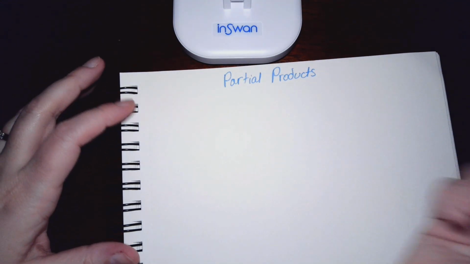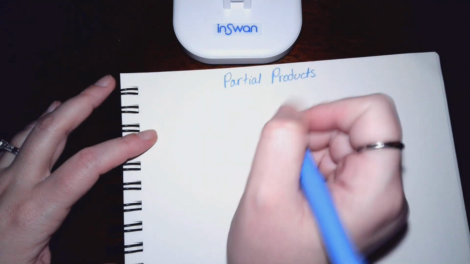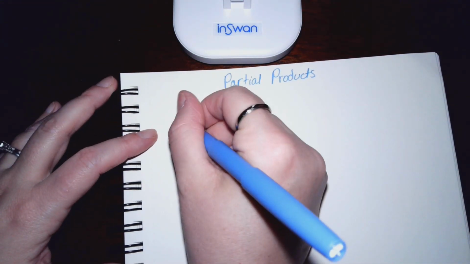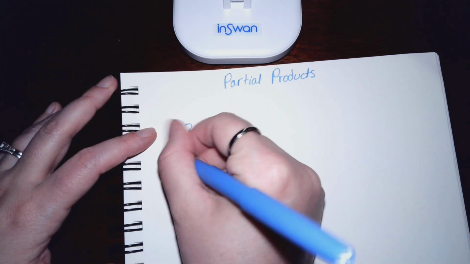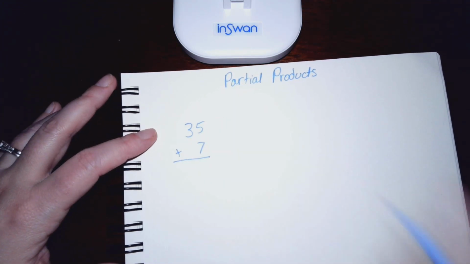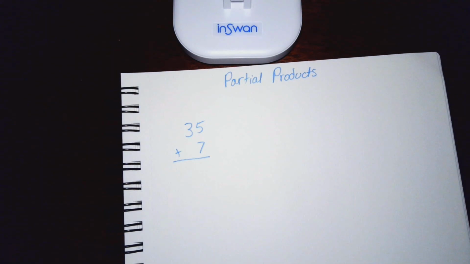In this lesson, we are going to focus on partial products. So I'm going to do 35 times 7, okay? If you watched the previous lesson, you saw that we did this with an area model. So we're going to use a similar concept, but it's going to be set up differently.